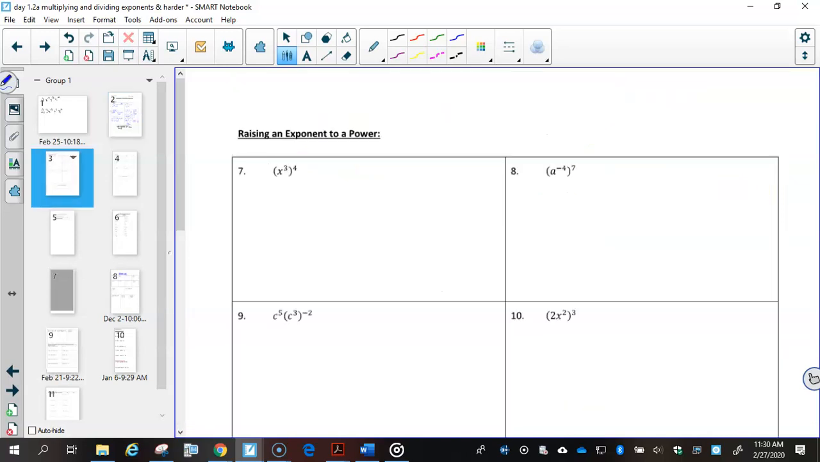Let's go to the next page. Again, we're going to start off by condensing, and then I want you to find the rule. X to the 3rd to the 4th would be the same thing as x to the 3rd times x to the 3rd times x to the 3rd times x to the 3rd.